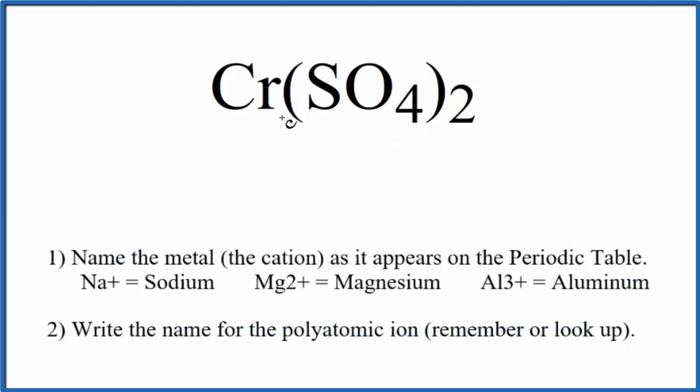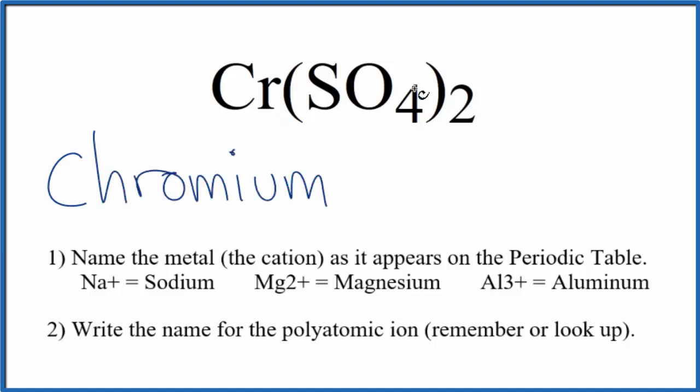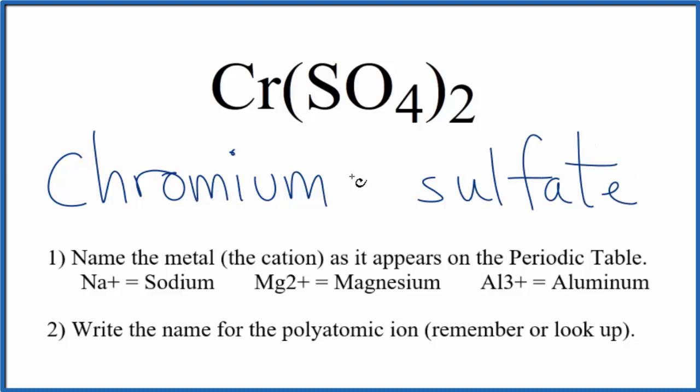So we'll first write the name for Cr, that's chromium. And then we'll write the name for the polyatomic ion. That's the sulfate ion, SO4, one you should memorize. Lowercase s. And so far we have the name chromium sulfate for CrSO4 twice.